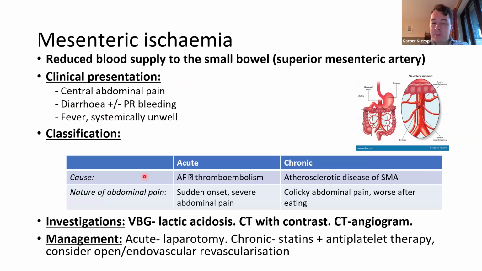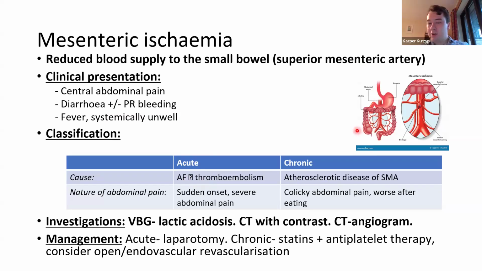Now the patient can present acutely with sudden onset severe symptoms. Oftentimes they will have a history of atrial fibrillation. So you have thromboembolism that goes down the aorta. Luckily it didn't go into the brain to cause a stroke, but now it's traveling down the descending aorta and it goes, let's say, into the SMA. You have sudden onset severe abdo pain.